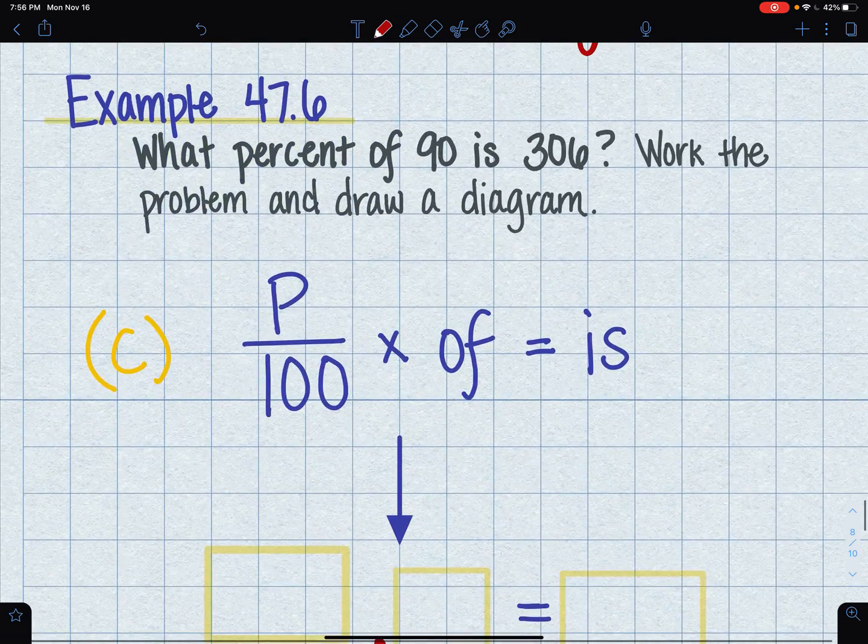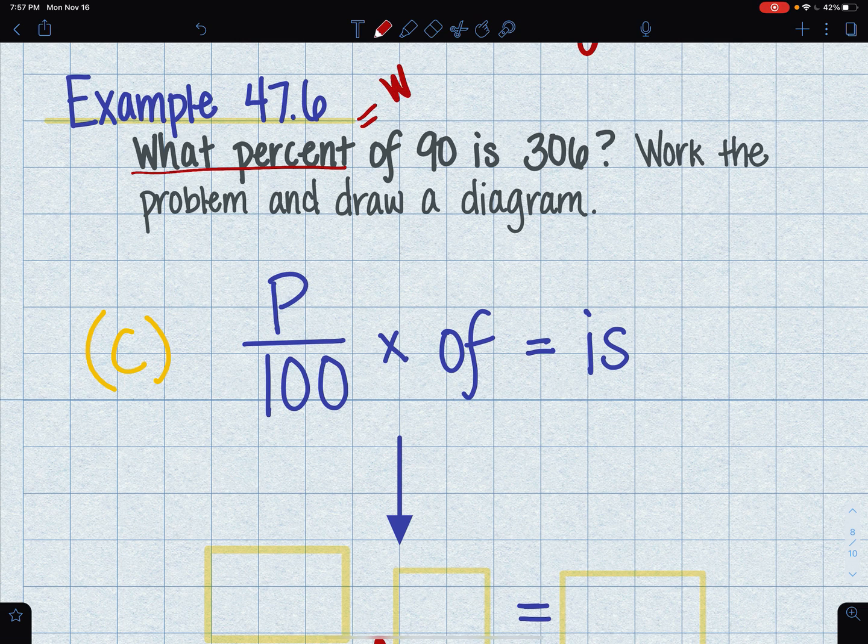Okay, let's read example 47.6. I think this one's a little bit more straightforward, so you should get this one right away. What percent of 90 is 306? So this is easy because we're solving for percent. So let's just go through what percent. So that's what we're solving for. So I'm going to put that WP in the place of P. Of means your base. 90 is your base. Is 306, and this is your amount.